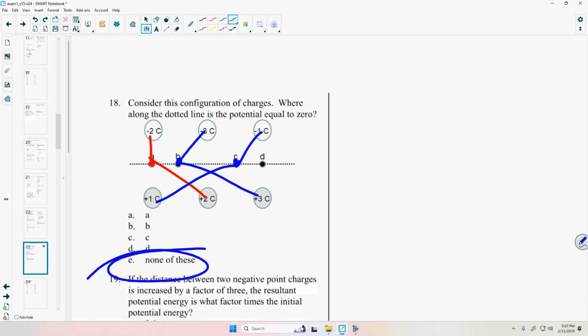I don't think C is the right answer. E. Yeah. Yeah. Number 9, spring 23.